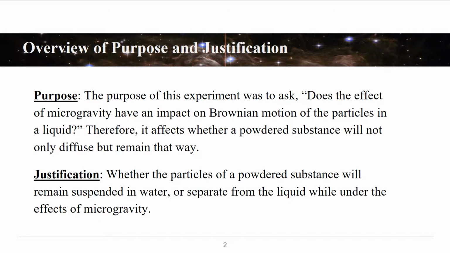The title of our experiment is The Effect of Microgravity on Diffusion and Brownian Motion of a Powdered Substance. The purpose of this experiment is to know whether a powdered substance will not only diffuse under the effects of microgravity, but remain that way.